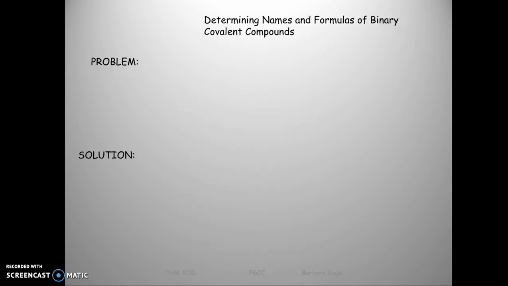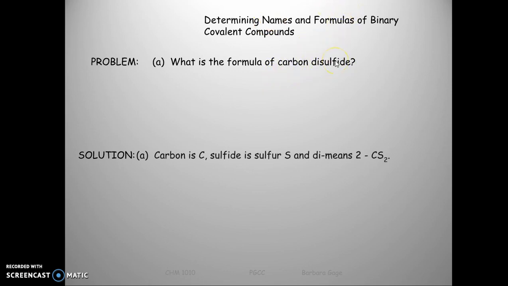All right, so here are some examples. Determine names and formulas for binary covalent compounds. What is the formula for carbon disulfide? One thing I want to talk about before we dive into this: you need to be able to do both of these. If I give you the formula, you need to be able to give the name, or if I give you the name, you need to come up with the formula. So this one I have the name, I need to come up with the formula.